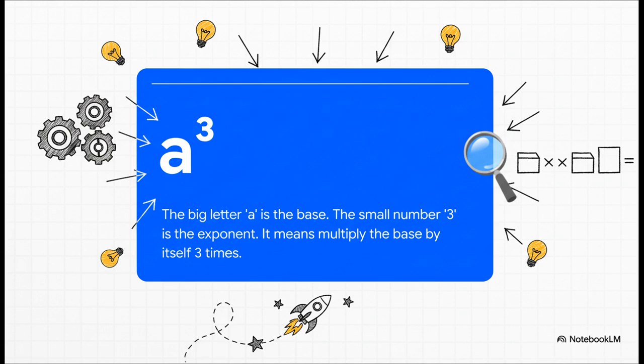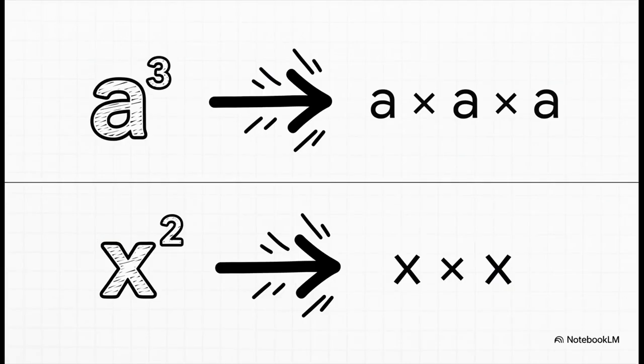The easiest way to think about it is that the exponent is like an instruction. It's telling you exactly how many times you need to multiply the base by itself. So when we see a to the power of 3, it literally just means a times a times a. That's it. We're just multiplying a by itself 3 times. So using that same idea, what do you think x squared, or x with a little 2, would mean? Yep, it's just x times x. See, you've already got the main idea down.